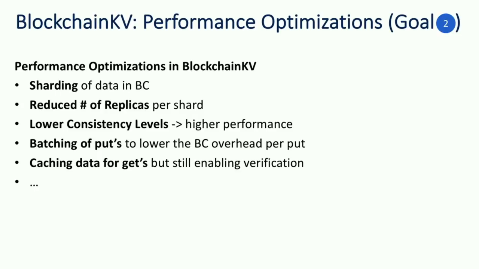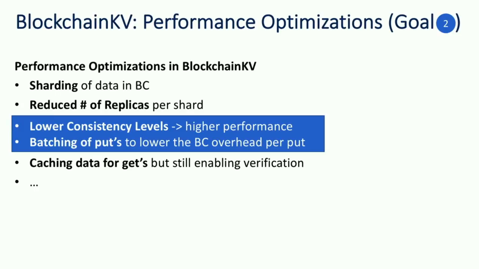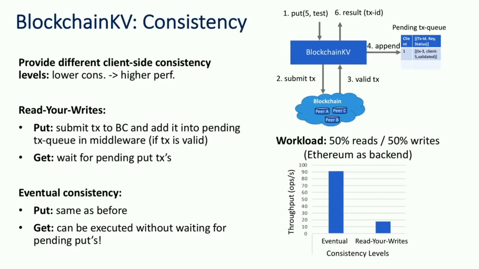And we implemented a bunch of other optimizations, and I want to go through just two of them and show you quickly what the performance impacts are if you implement those in the middleware. The first one: if you provide a put-get interface, what consistency can we provide if we use a blockchain? In the blockchain key-value store, we support different notions of consistency levels, or client-side consistency levels.